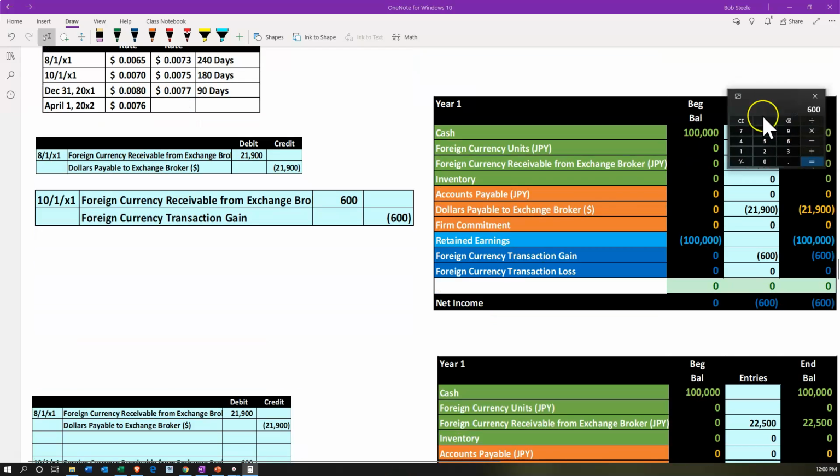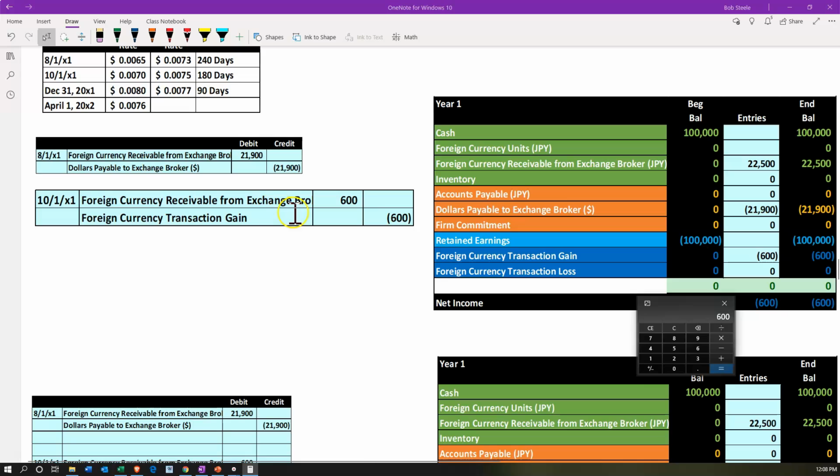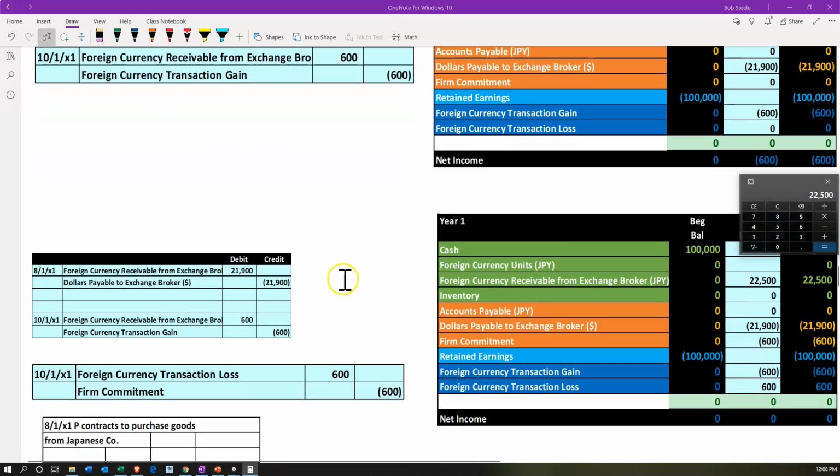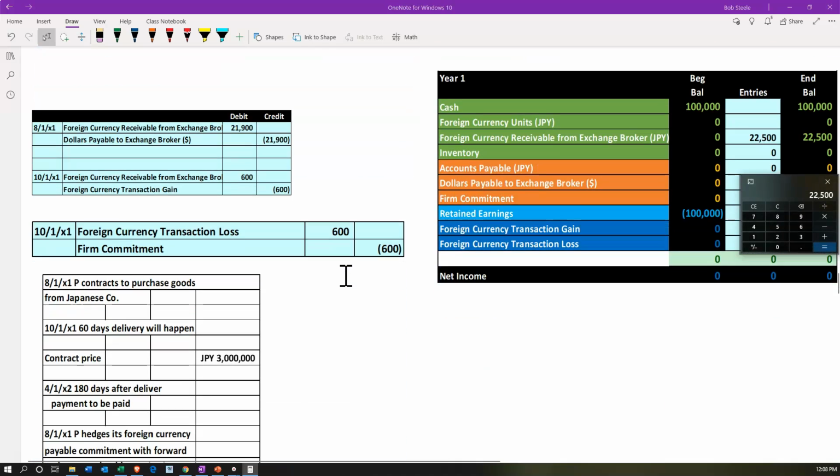So we're going to record this. We have the foreign currency receivable up top. That's going to be included in this number. So now we're at the 22,500. We have the gain that's going to be down here on the income statement. We have the 600 on the gain, which will of course affect the net income. We now have in the receivable the 22.5, which you'll recall is 3 million times the current forward rate 0.0075. So there's the 22.5.